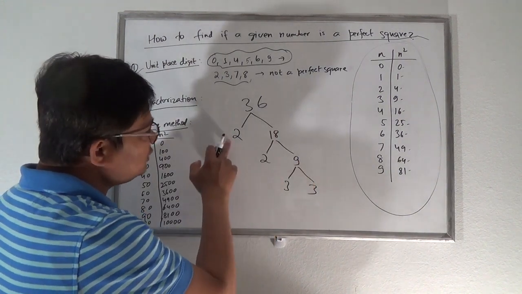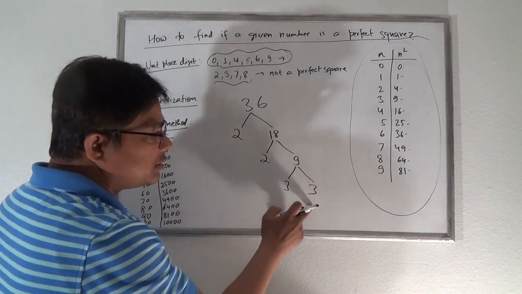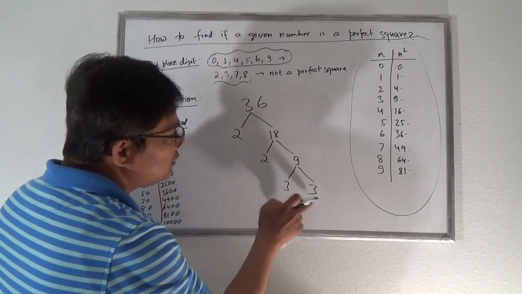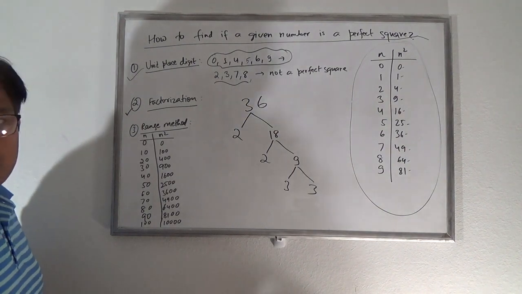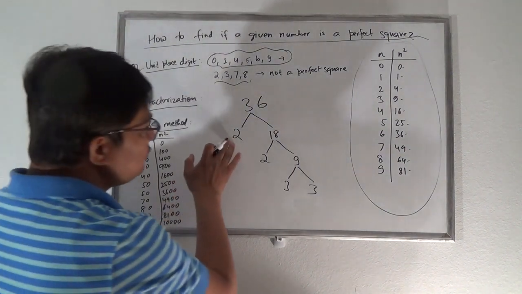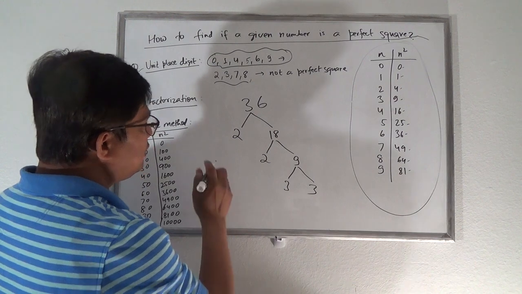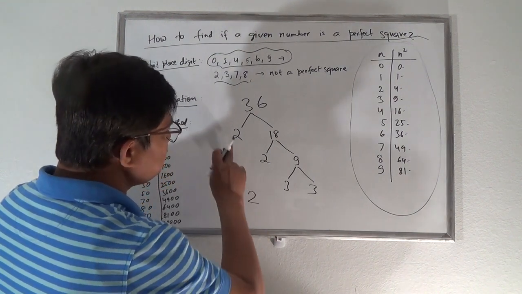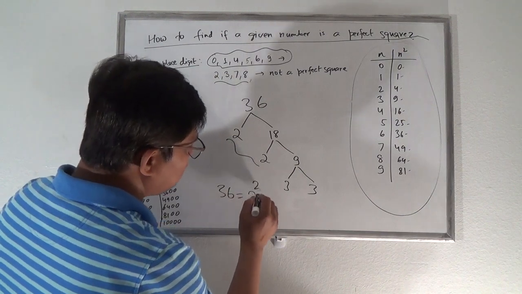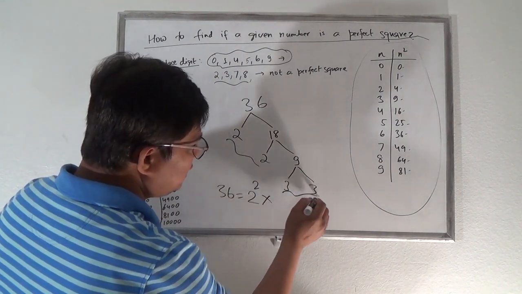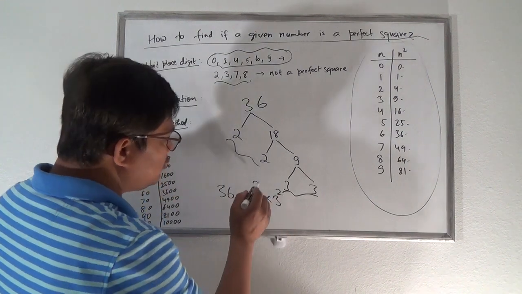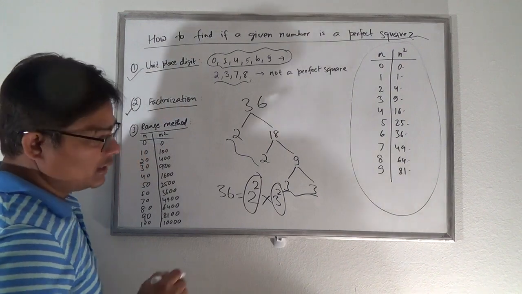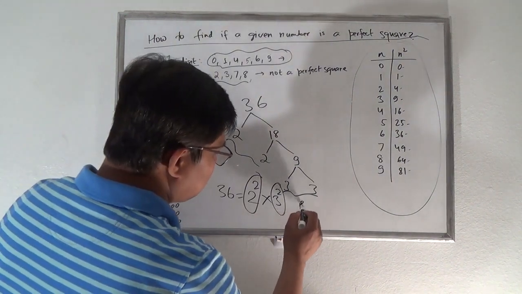Always use prime numbers. 2 is a prime number, 3 is a prime number, and even if you have some bigger number, always try to use prime numbers. That's why we call it prime factorization, because you are supposed to use only prime numbers. Now let's write this: 36 equals 2 power 2 times 3 power 2. Both of these numbers, 2 and 3, have their own pair, so it means it's a perfect square.